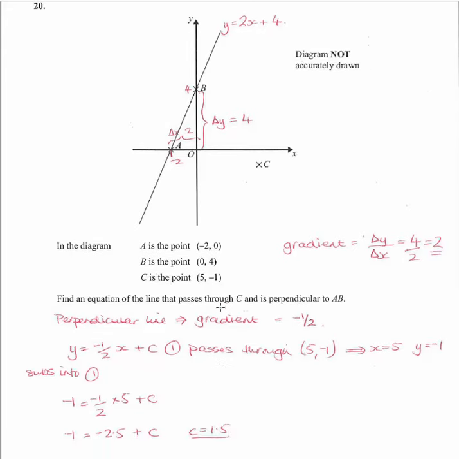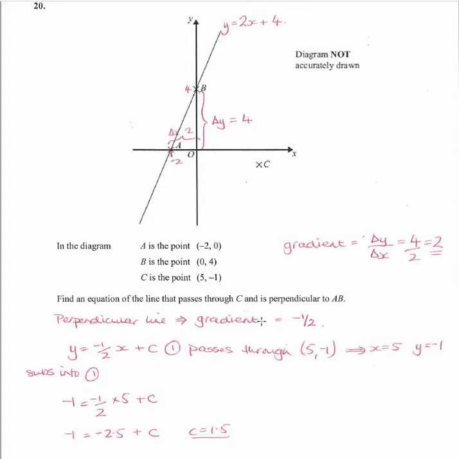So that tells us that the gradient of this line is going to be -1/2, and so the equation of the line is going to be y equals -1/2x plus c, because that gradient is always the x number. Just like up here, this line's got a gradient of 2, and the equation of the line is y equals 2x plus 4. This number is the gradient number. So we need to work out what that c is.